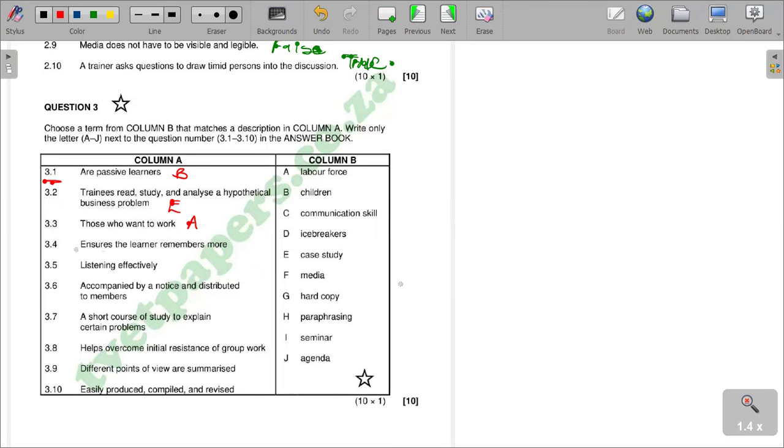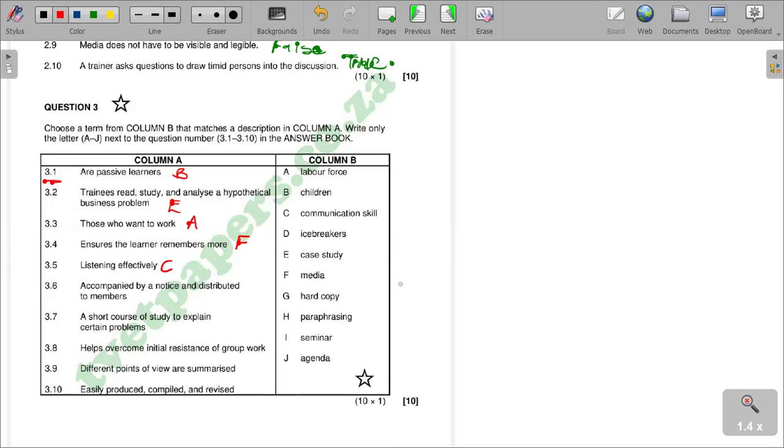Let's go to 3.4, ensures the learner remembers more, which is the media. We're talking about pictures. It ensures a person can be able to remember more when learning is accompanied by media. Learners will remember more, right? And then 3.5, listening effectively. That's what you call a communication skill. Effective listening. Right. Let's go to 3.6.